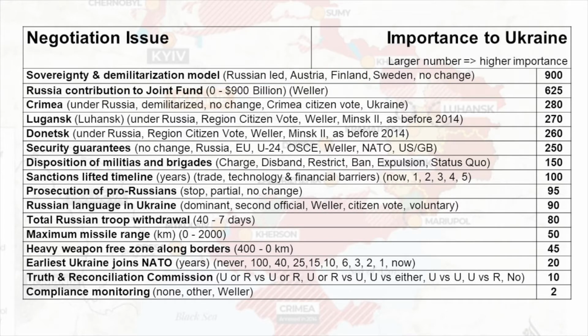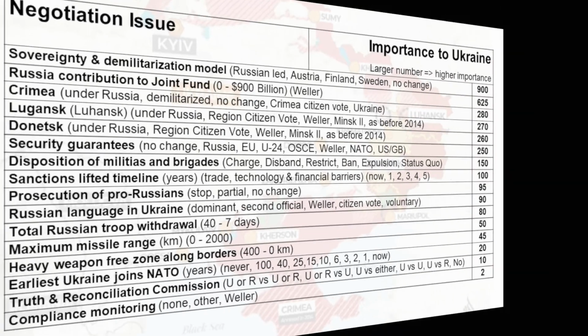The next most important issue is Russia's contribution to the Joint Fund for Reconstruction. Ukraine prefers Russia to contribute $900 billion. This issue is assigned only 625 points because the satisfaction function is non-linear. It's not our purpose today to discuss the issues in any detail, but rather to demonstrate the Smartsettle process. What is important to understand here is that in a real-life negotiation, these preferences would be kept confidential by the system, known only ever to Ukraine and to Smartsettle at a neutral site.